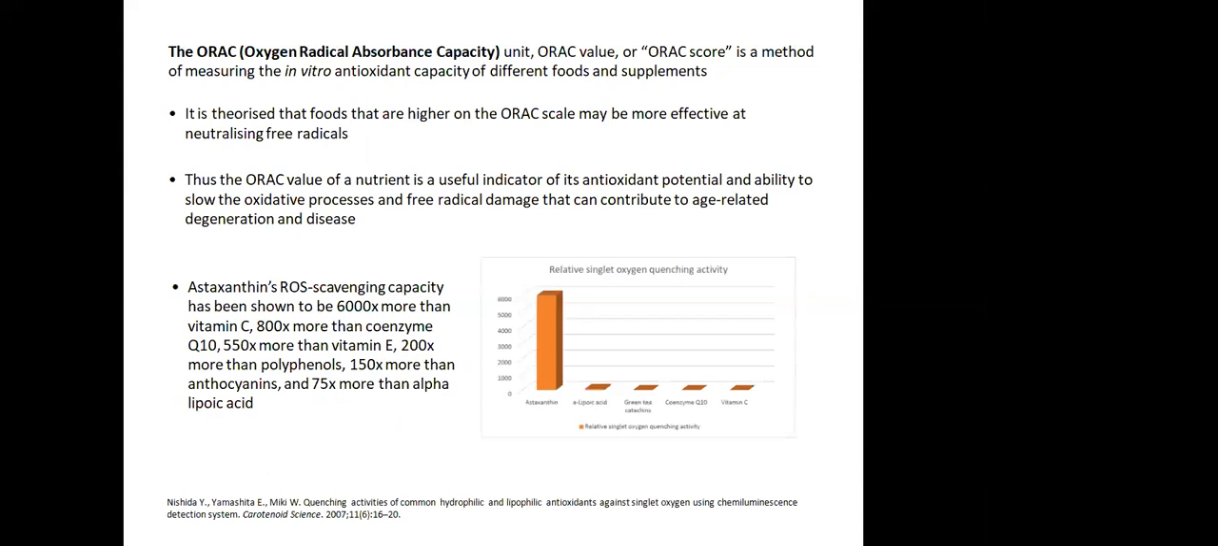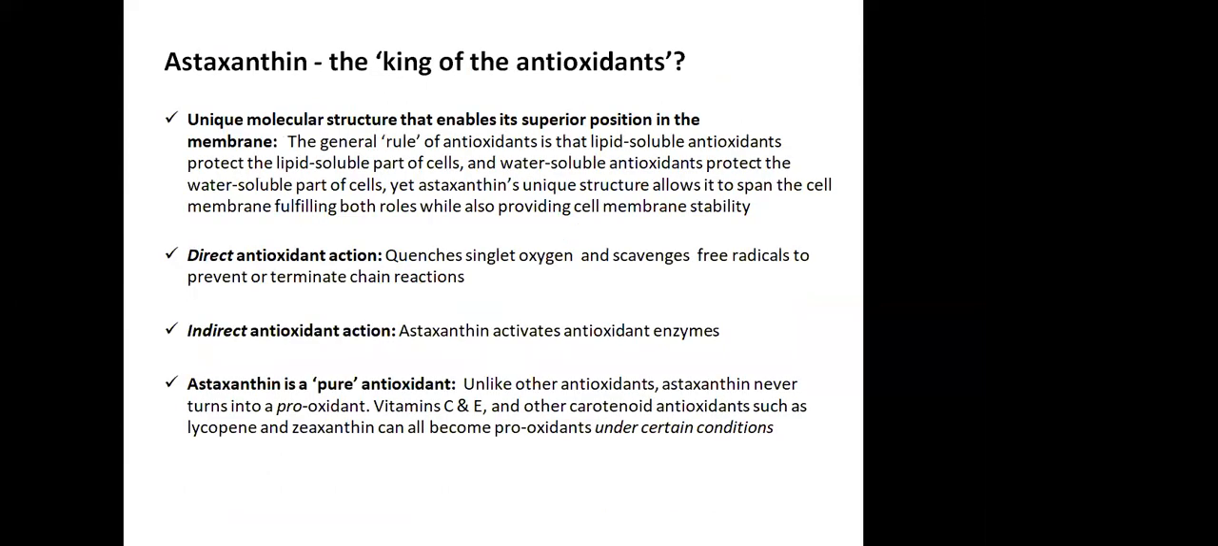Astaxanthin is a really strong, really potent antioxidant, hence the name King of Antioxidants, which is quite a nice, robust name. Its unique molecular structure is superior in the way that it positions itself in the cell membrane. The general rule of antioxidants is that the lipid-soluble antioxidants protect the lipid-soluble part of the cells, and vice versa, the water ones protect the water-soluble part of the cells. Astaxanthin does both. And then, as I've said, it provides this wonderful cell membrane stability.